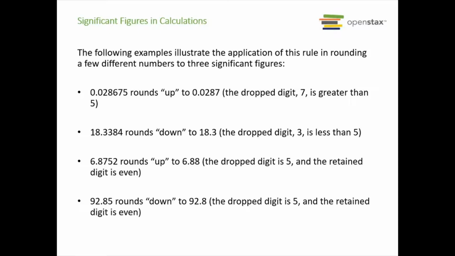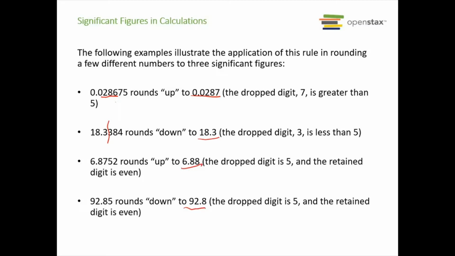So here are some examples to look at. 0.028675. We want to go to 3 sig figs. So that would be 0.0286 here. The 7, since that's what's being dropped, tells us the 6 needs to round up. 18.3384, where we're dropping digits: our number is less than 5, so we're rounding down to 18.3. 6.8752 rounds up, and 92.85 rounds down.